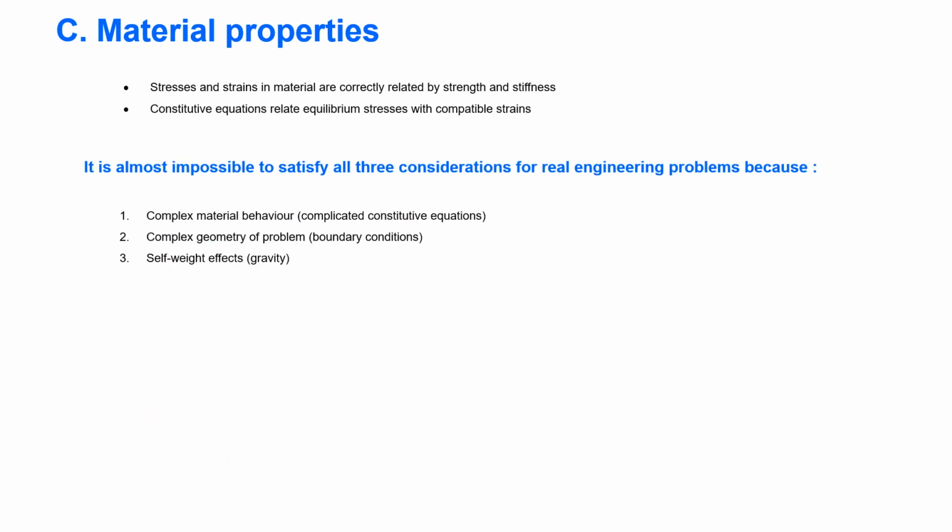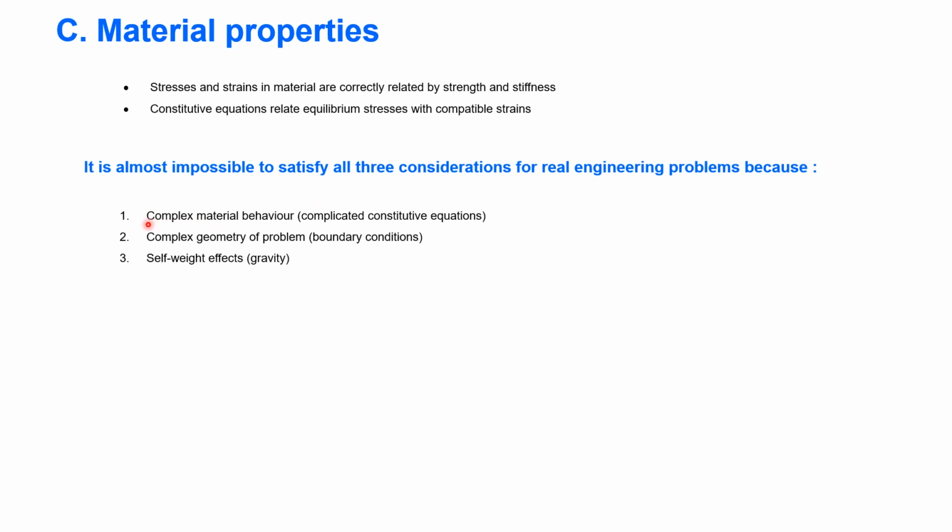The third thing we need to consider is the material properties. The stresses and strains in the material should be correctly related by strength and stiffness, and its constitutive equations that relate equilibrium stresses with the compatible strains. Now we've had 3 things to satisfy. Of course, you're never going to get a solution that satisfies all 3 things for real problems because, firstly, the material behavior is very complicated. You know how hideously complicated soil behavior is. So you get complicated constitutive equations. Those are the equations defining the stress-strain behavior.